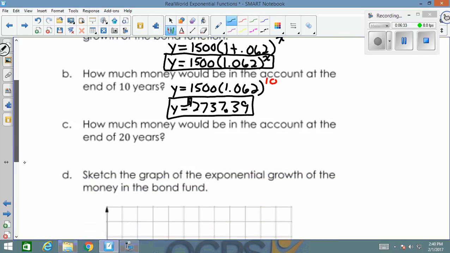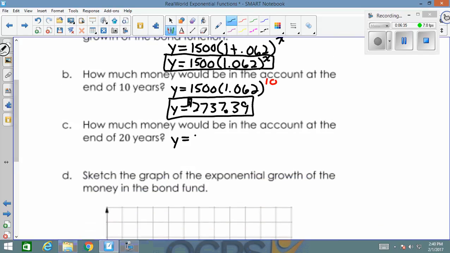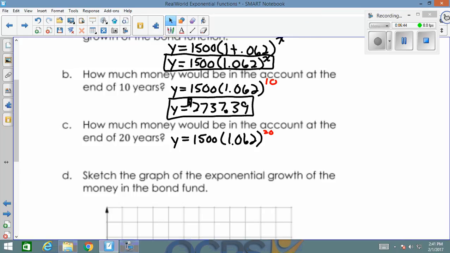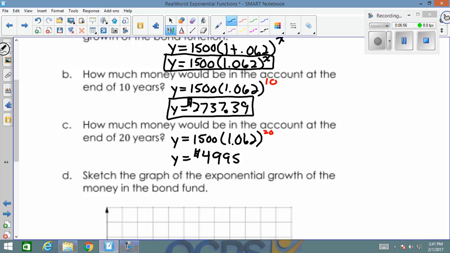It says the same thing, y equals 1,500. This time, our x is going to be 20 because it's asking us for 20 years. So same thing on our calculator: 1.062, that x to the y button, 20, equals, then times your initial of 1,500, and it gets y equals 4,995.53.